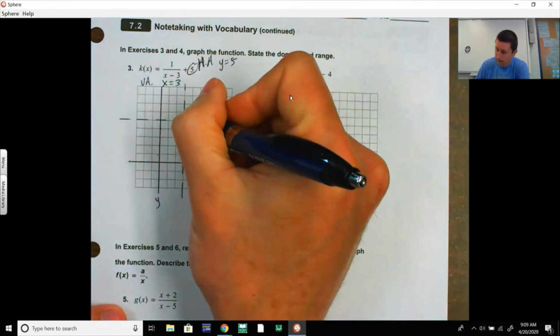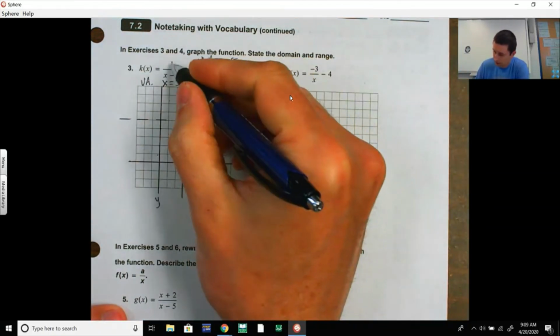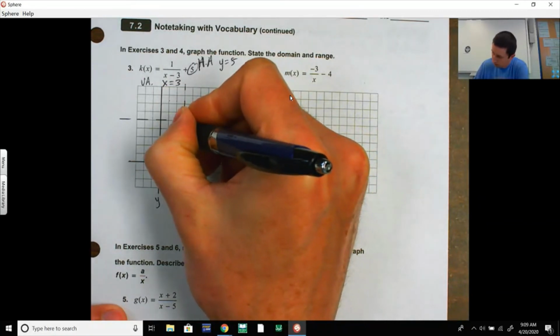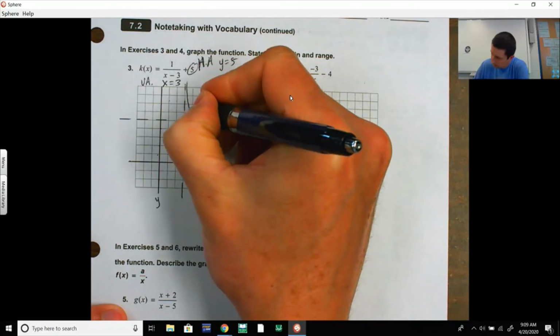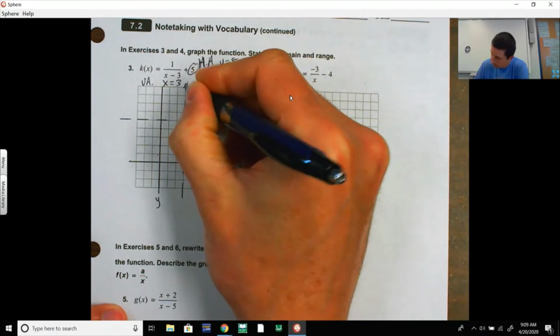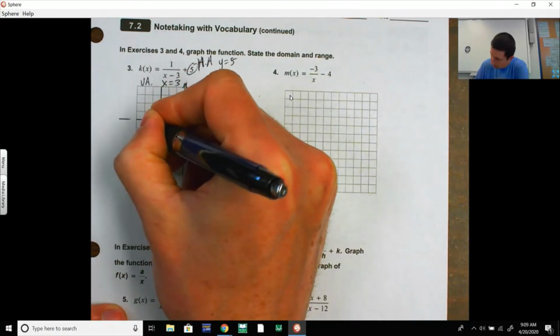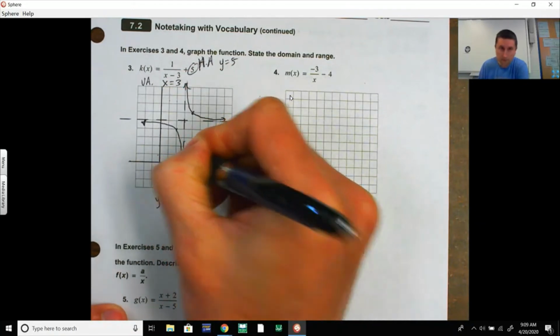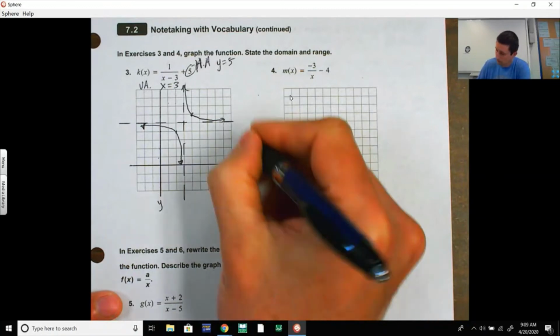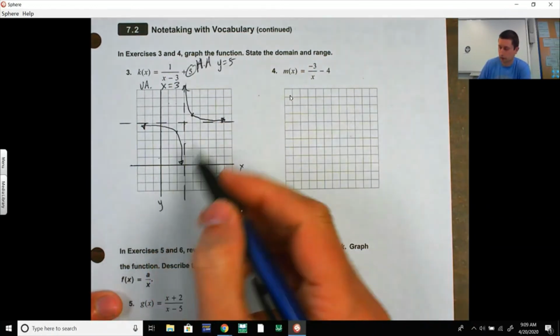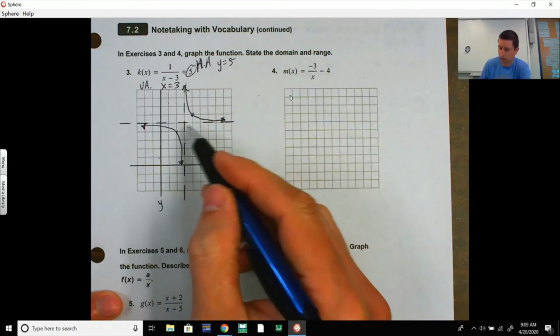If I treat this like 0, 0, that tells me I have a 1 up there, just a 1, so 1, 1, and 1, 1. And it should follow those lines right there. So you're not going off the original x and y, you're going off your new ones, which are your vertical and horizontal asymptotes.